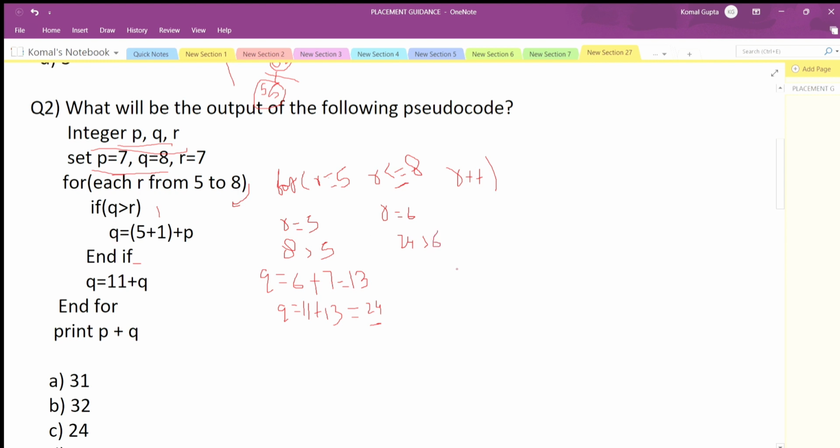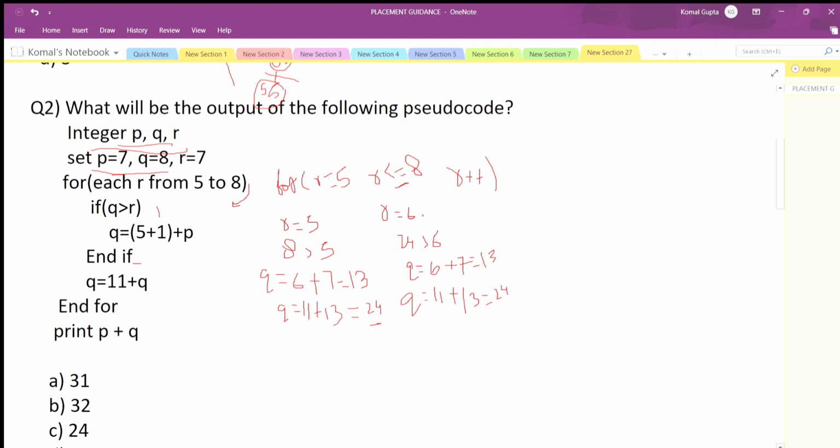So what we will do, we will update the value of q to 5 plus 1 equals to 6, 6 plus p. So what is the value of p? 7. Because here we are not changing the value of p. So the value of p will remain 7. Now the value of q will be 13 now. Now what will happen? Q is equals to 11 plus q. So the value of q will be 11 plus 13. That will be equals to 24.